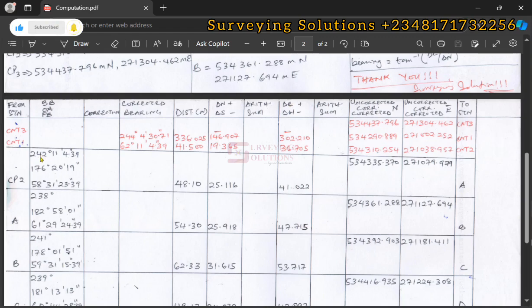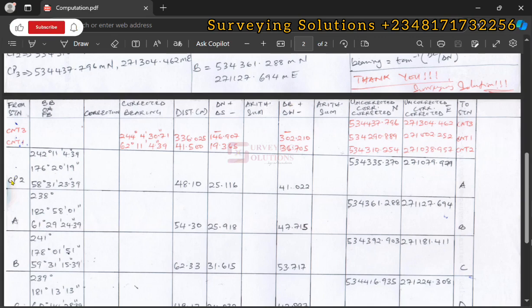Therefore, your back bearing at this CP2 will be what? The back bearing from 1 to 2. So you add 180 to 62. So when you add 180 to 62, you definitely have 242, right? Good. So that's why the back bearing at this point is 242, because at every station, you have your back bearing, your observed angle, and then your forward bearing. Your back bearing, your observed angle, and your forward bearing. So that is the order.